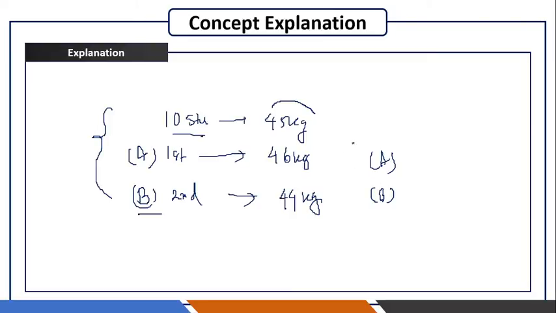I'll repeat the question for those of you who just joined. We are having 10 students in a class initially whose average weight was 45 kg. After that, a person named A joined, and the average weight of the class became 46 kg. Then a person B joined, and the average weight of the class became 44 kg. So find out the weight of the students A and B.